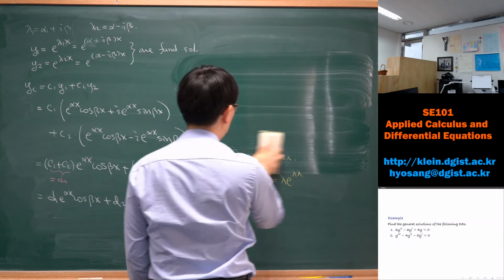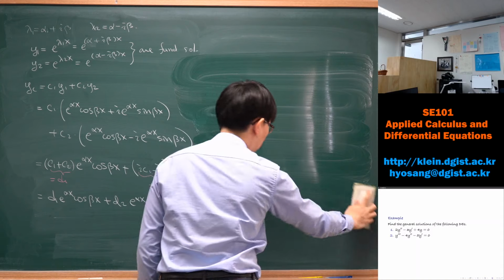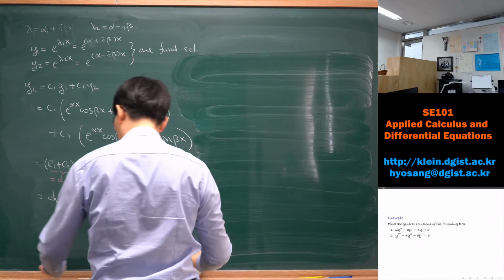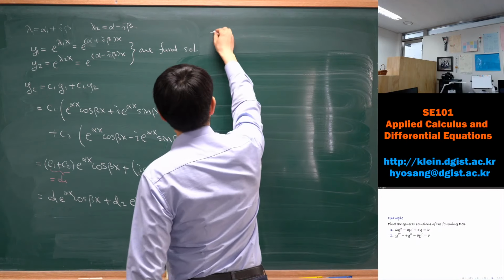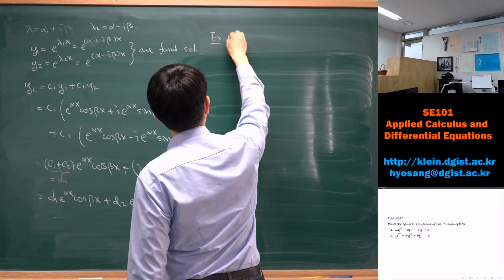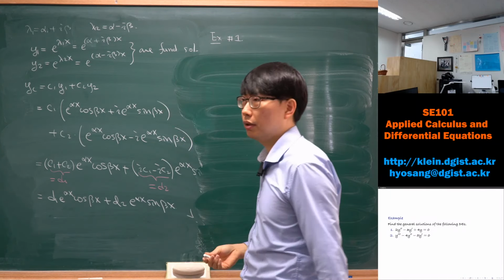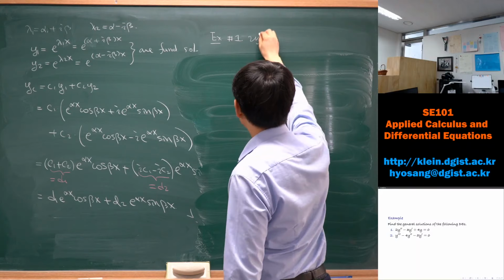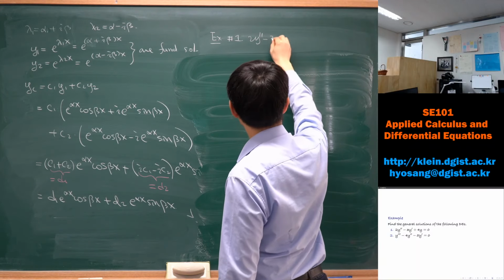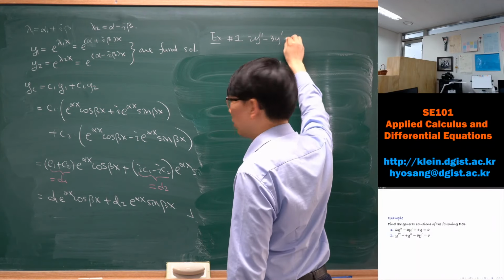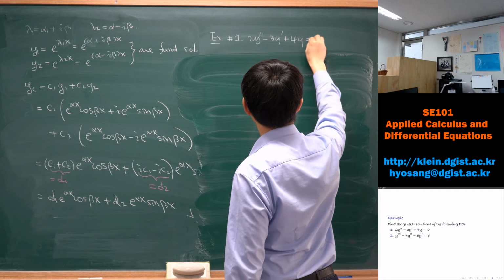So you can stop me anytime if you do not understand anything. So this is the first example: 2y'' minus 3y' plus 4y equals 0.